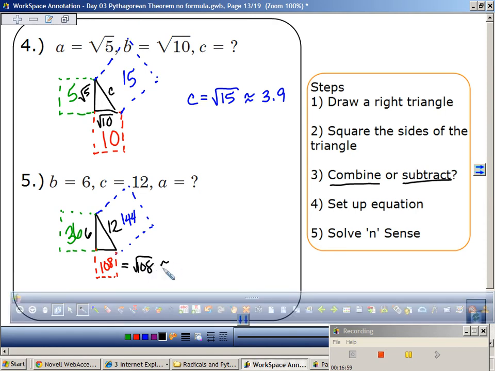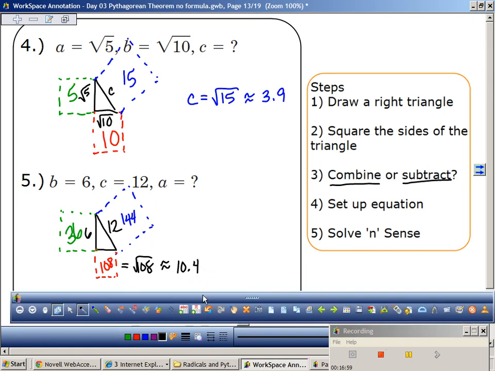Somebody estimate root 108 for me. 121, 100, 10 and 11 is going to be 10 point 3. I would say 3.4. I don't know, let's see. Definitely 4. 108, 10.39, so it's more 10.4. Questions? Anybody have questions? Yes.